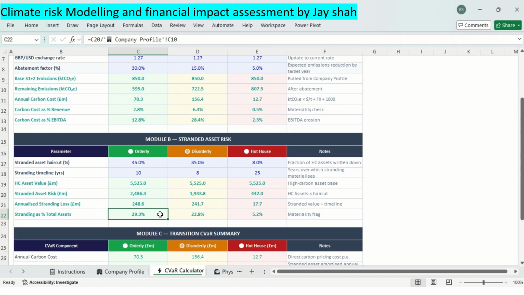29.3% write-down risk represents severe balance sheet impairment, and this would almost trigger covenant review or rating downgrade analysis under the disorderly scenario. Under the orderly and under the hothouse, it is only 5.2%, which seems safer, but the trade-off of catastrophic physical damage risk is much higher than this transition risk.